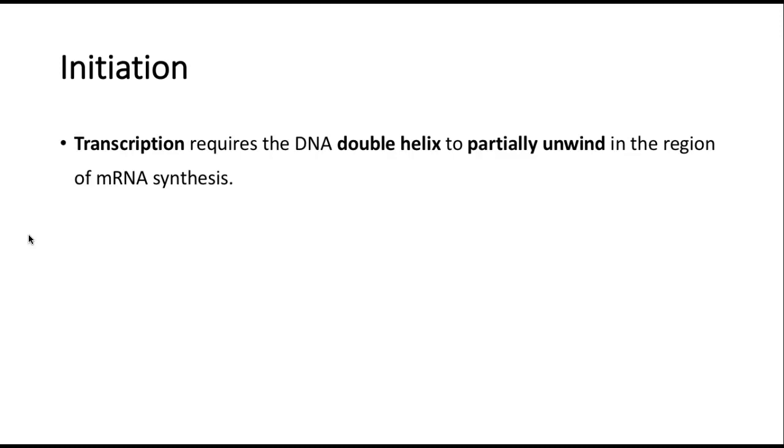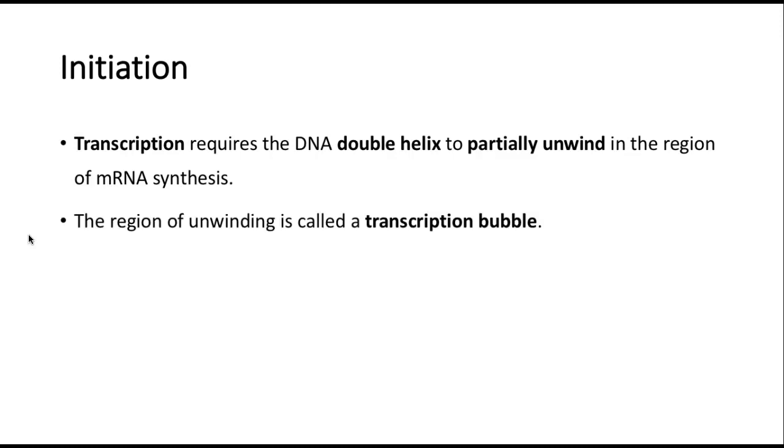Transcription requires the DNA, remember, double helix. DNA is a double helix while RNA is a single helix. It requires that DNA double helix to partially unwind in the region in which the mRNA is going to be synthesized, just as DNA replication needs the DNA double helix to unwind. The enzymes that are going to do this need access to those nucleotides. That region of unwinding is called the transcription bubble, whereas before when we talked about replication, it was called the replication bubble.